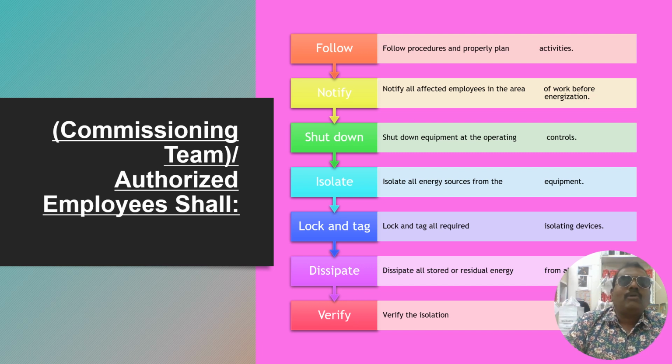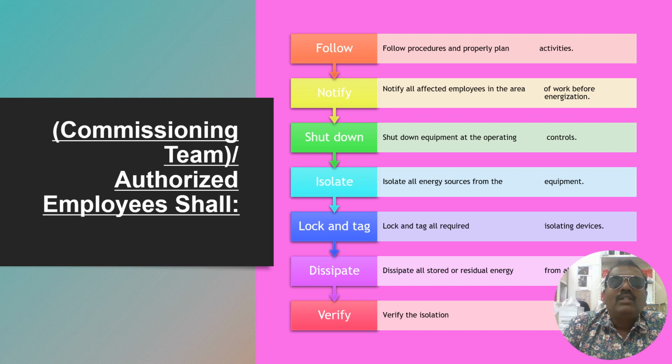So commissioning team authorized employees shall follow, notify, shut down, isolate, lock and tag, dissipate and verify. What is this follow? Follow the procedure and the plan. Notify the affected employees of the work organization. Shut down equipment at the operating controls. Isolate all energy sources from the equipment. Lock and tag all required isolating devices.